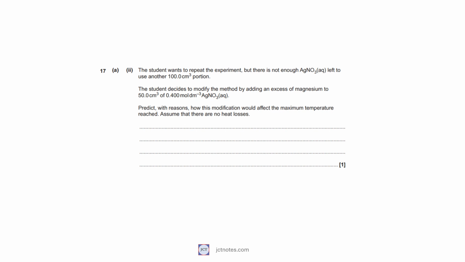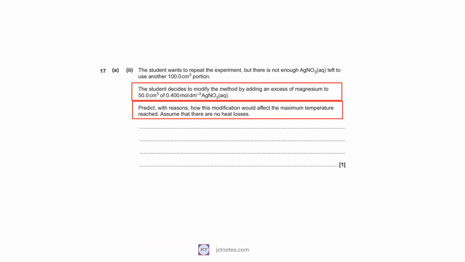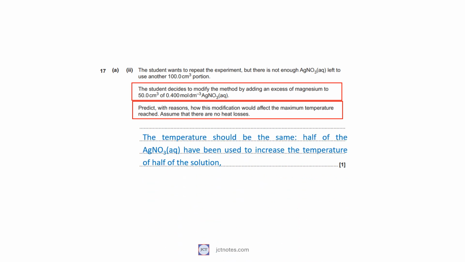We continue in question 17, part A. In the second question, the student repeats the experiment, adding an excess of magnesium to 50 cubic centimeters of 0.4 molar silver nitrate. We are asked to predict, with reasons, how this modification would affect the maximum temperature reached, assuming that there are no heat losses. The temperature should be the same as we are using half of the silver nitrate to increase the temperature of half of the solution.